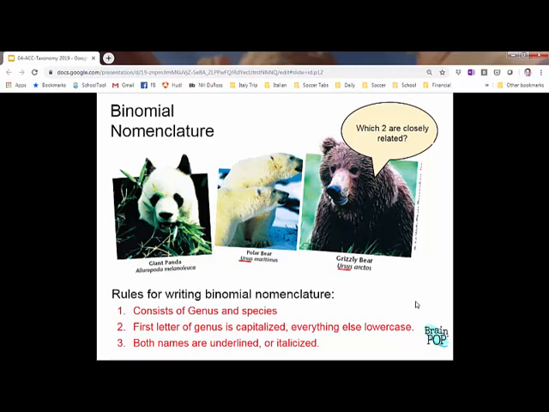Why is only one of the words underlined on the right? That's just showing you, because they're in italics already, which two are closely related: Ursus maritimus and Ursus arctos.